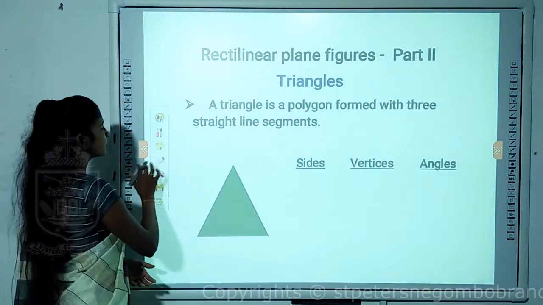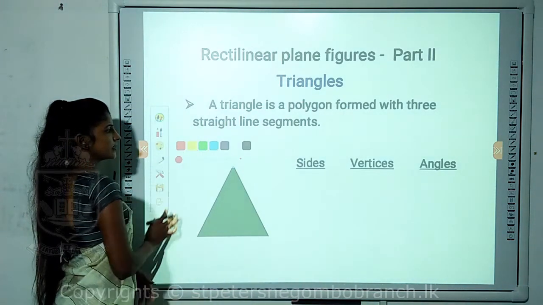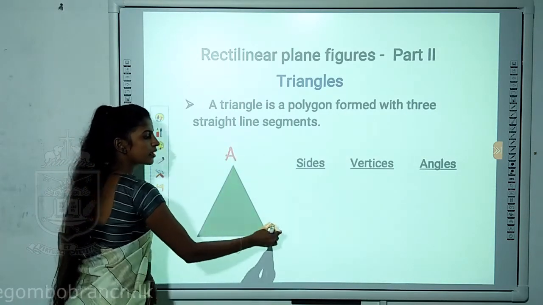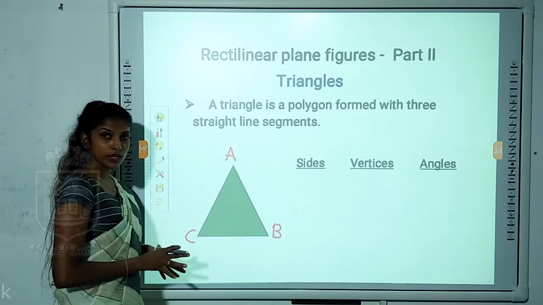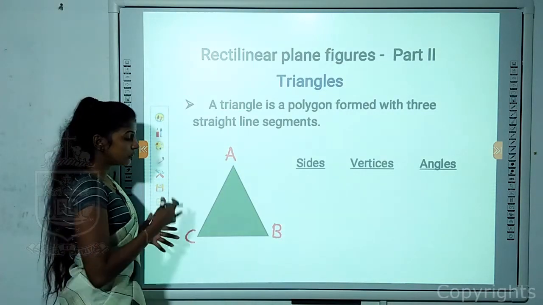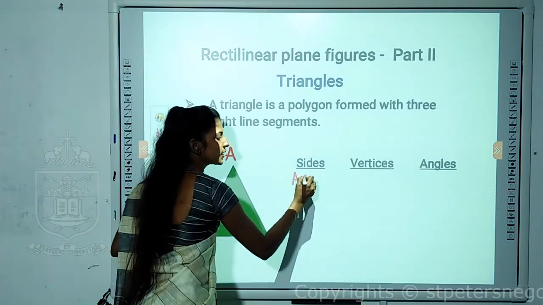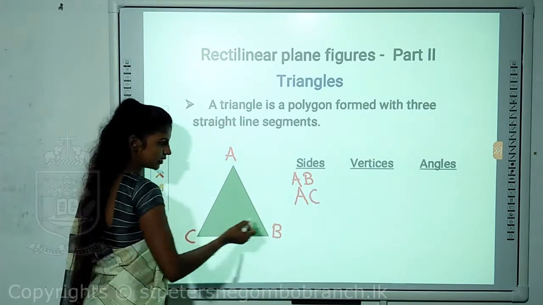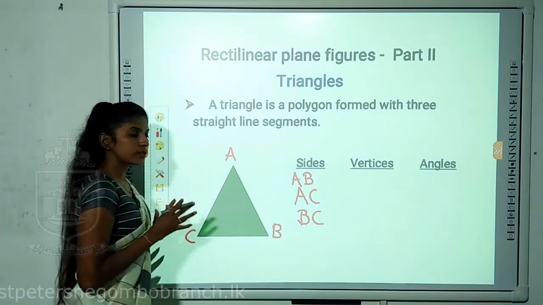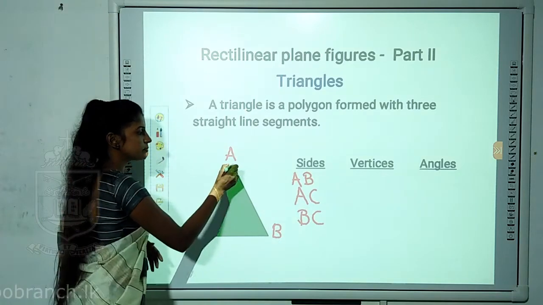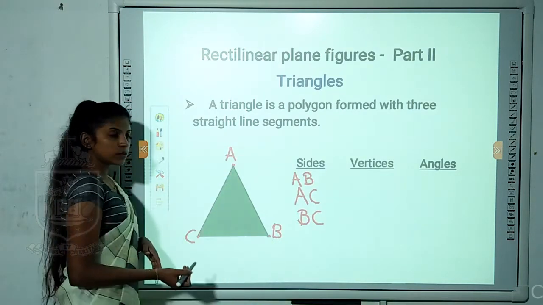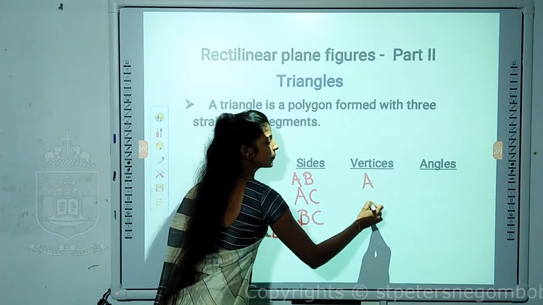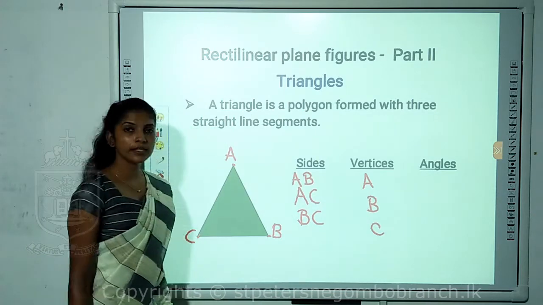So what are the sides here? These are the sides. Let's name the triangle as A, B, C. What are the sides here? 3 sides are there. We can name the sides as AB, AC and the third remaining side, that is BC. Those are the 3 sides. What about the vertices? Vertices means the points at which 2 straight lines intersect. So there are 3 vertices. They are A, B and C.